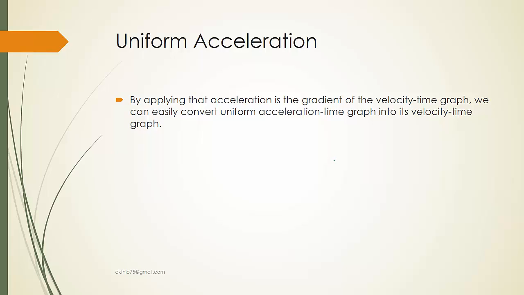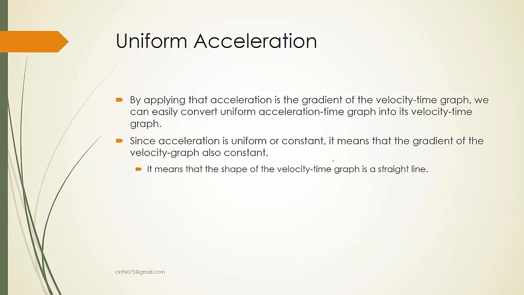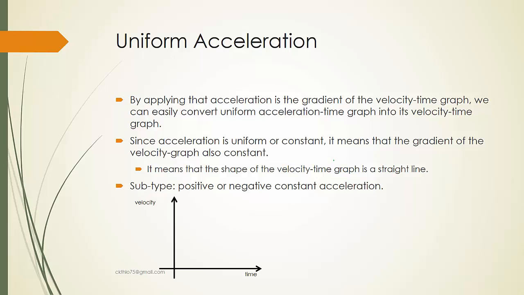Similarly to the previous case, we can convert a uniform acceleration time graph into its velocity time graph. Since acceleration is uniform, the gradient of the velocity time graph is uniform. So in this case, the shape of the velocity time graph is a straight line, and there are two, so again it is similar. But take note that this time, this is a velocity time graph, and it is a straight line.